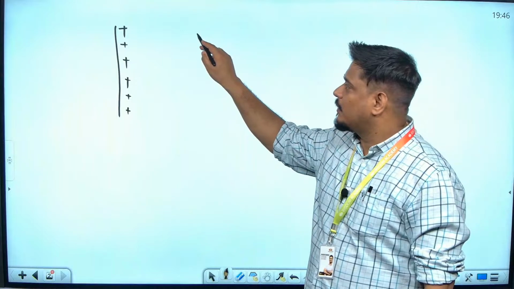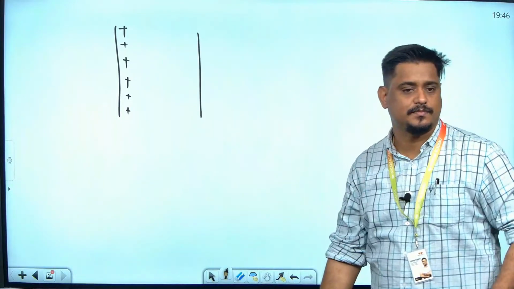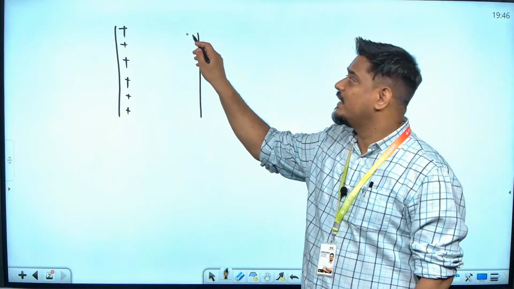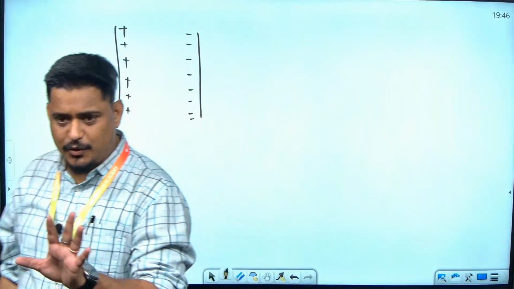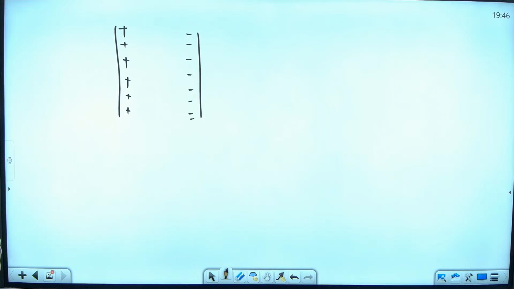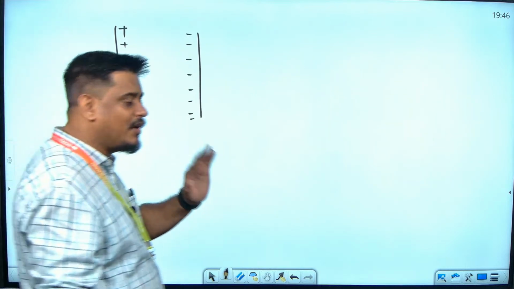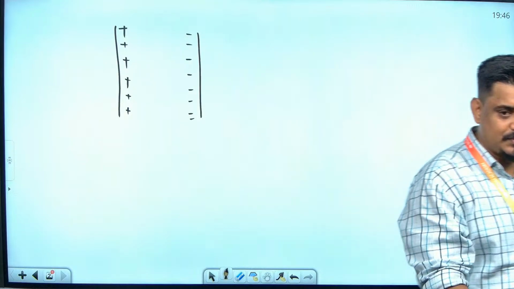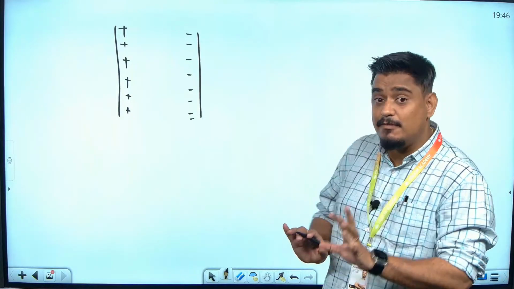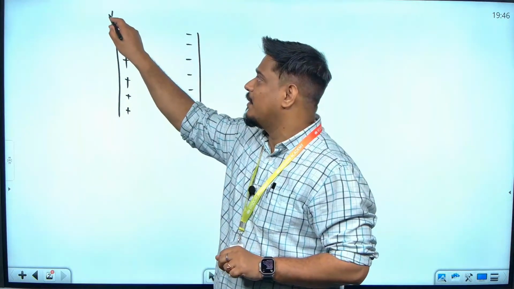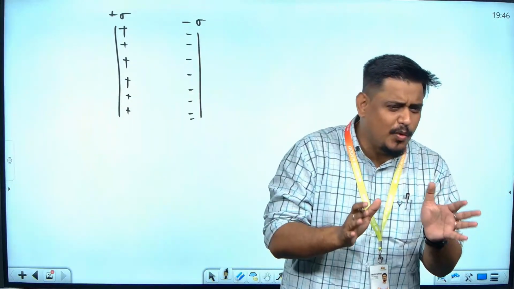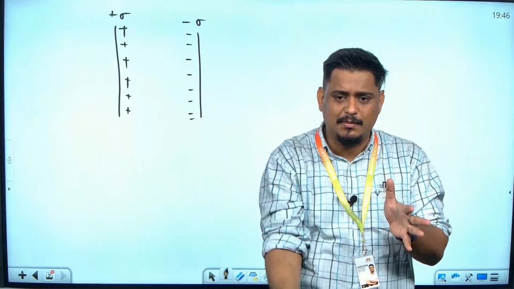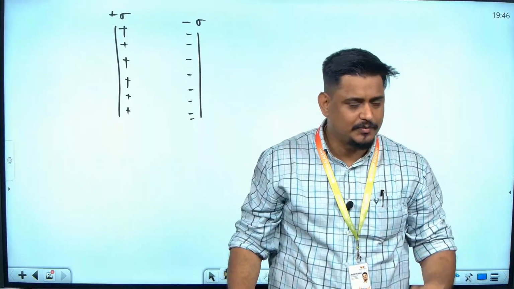Then I am drawing another plate which is negatively charged plate. Clear to you? I have drawn a positively charged plate and I have drawn a negatively charged plate. Both are having same charge densities, that is, it is having plus sigma, it is having minus sigma. I hope it is clear to you what I have done. I have taken a plate plus sigma, another plate minus sigma.